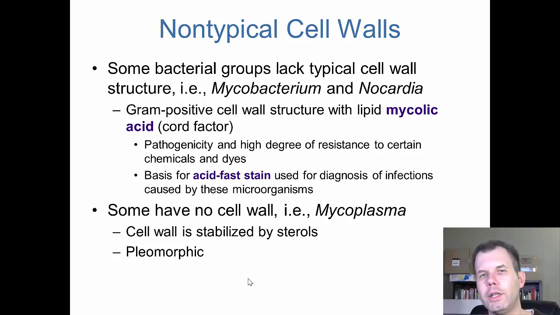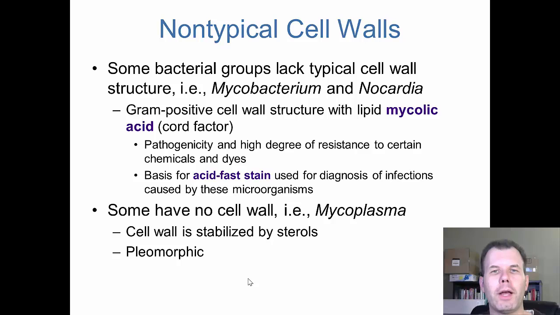We actually don't do it in the lab, but if you work with a patient that has or is suspected of having a tuberculosis infection, you're going to order a different stain rather than the Gram stain. You're going to do what is called an acid-fast stain, and that's primarily for the Mycobacterium, which have mycolic acids. There are a few bacteria out there that don't have any cell walls at all.